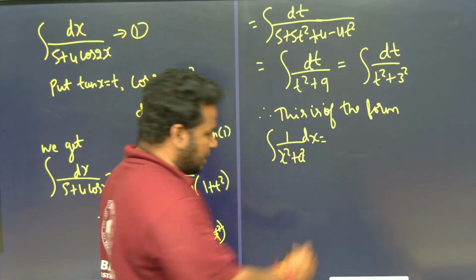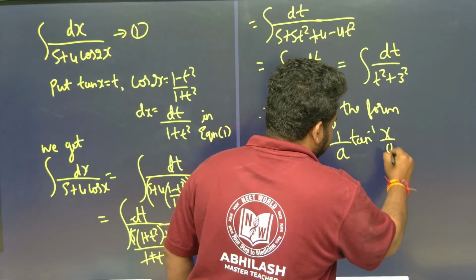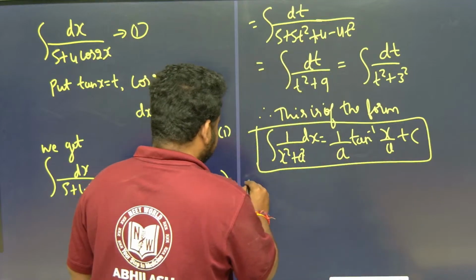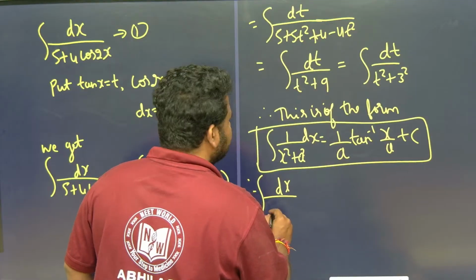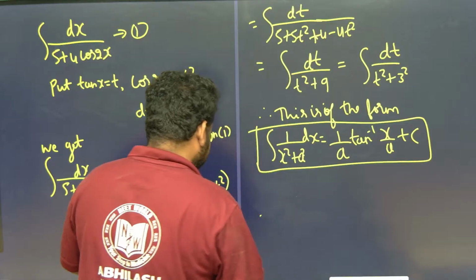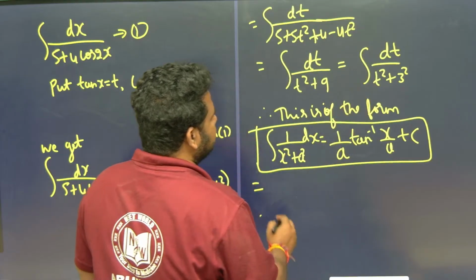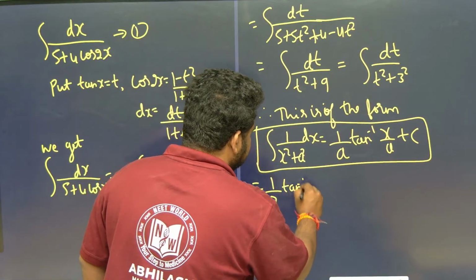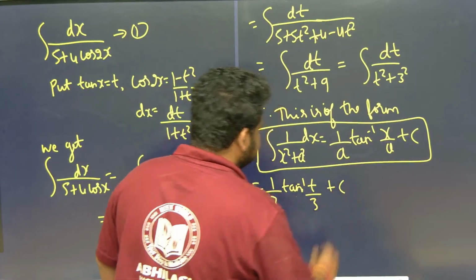This is nothing but equal to 1 by a tan inverse of x by a, very important. Okay, tan inverse of x by a, of this form. So therefore what will you get? Therefore integral of dx by 5 plus 4 cos x. Let me write this at the end. Therefore we will have, after integrating this, 1 by a, which is 1 by 3, into tan inverse of x, and x is t here. Tan inverse of t by 3 plus c.